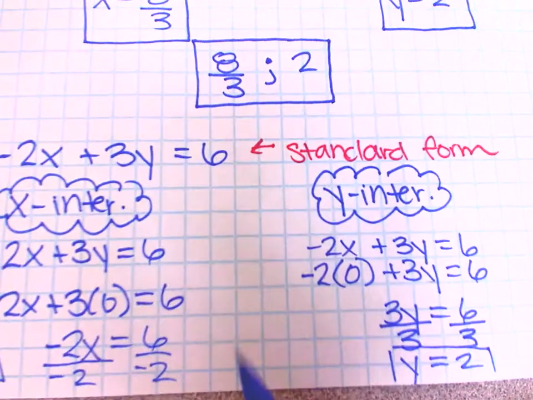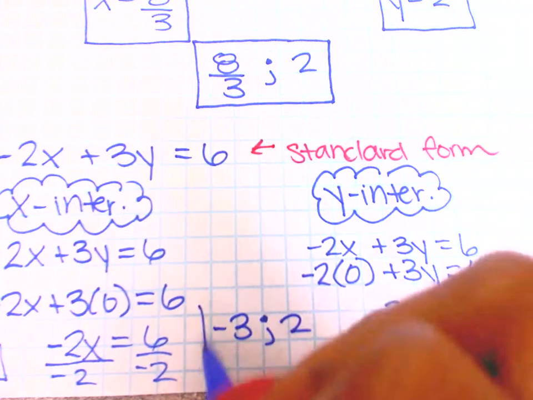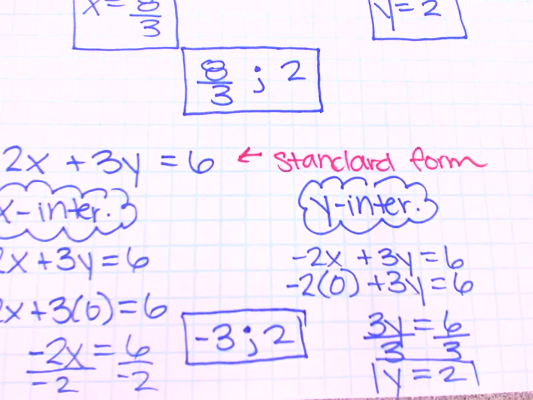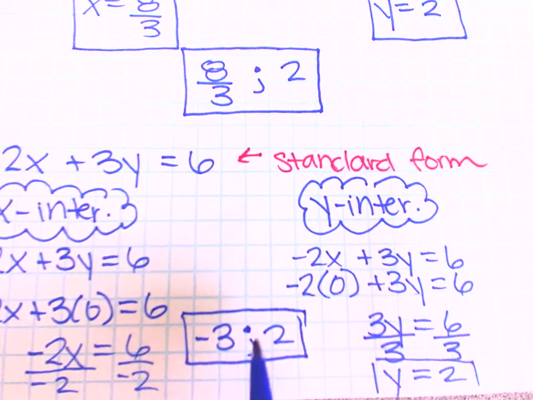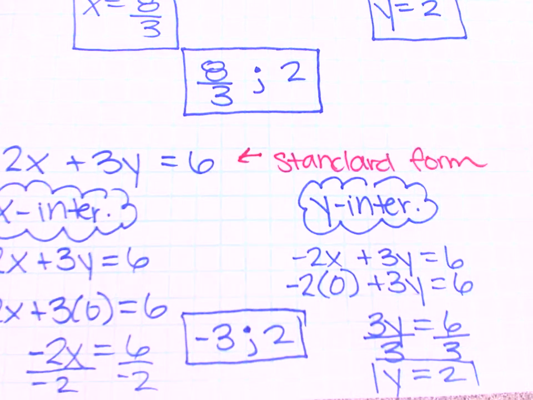So what's my final answer? X is negative 3. Y is 2. Even on your test and on your homework, when they look for final answers, they want it like this: X semicolon Y. But you found it. So make sure your answer ends up like that.